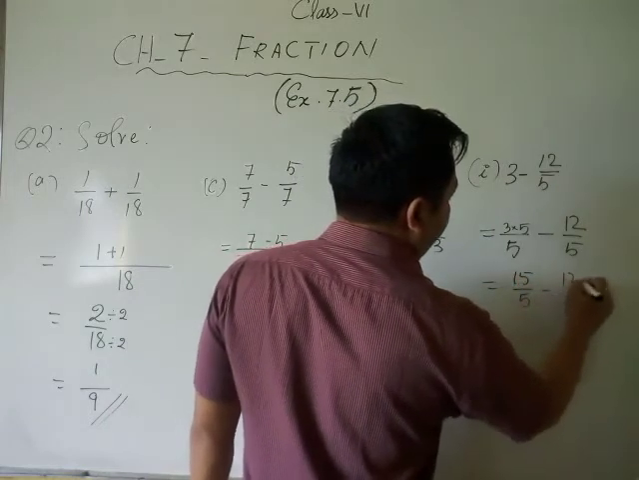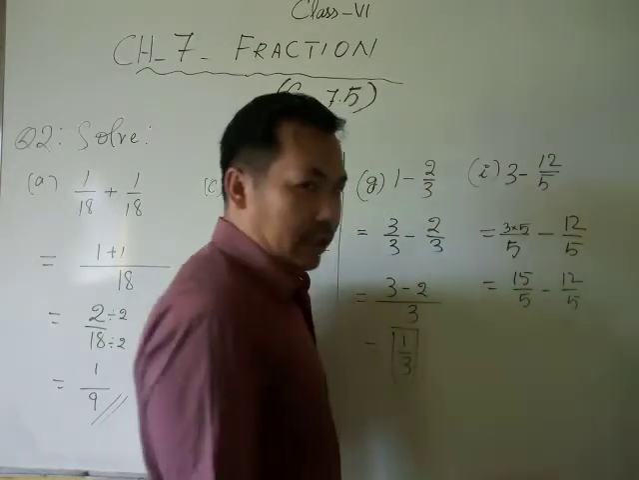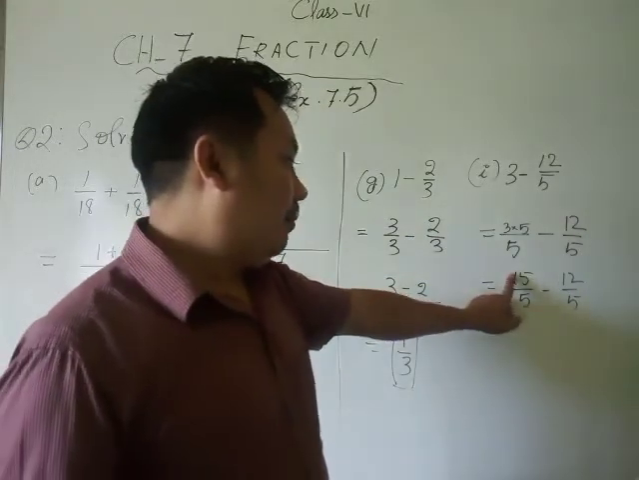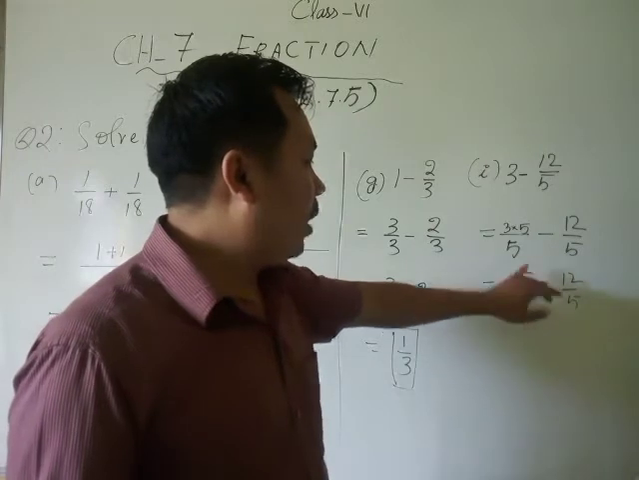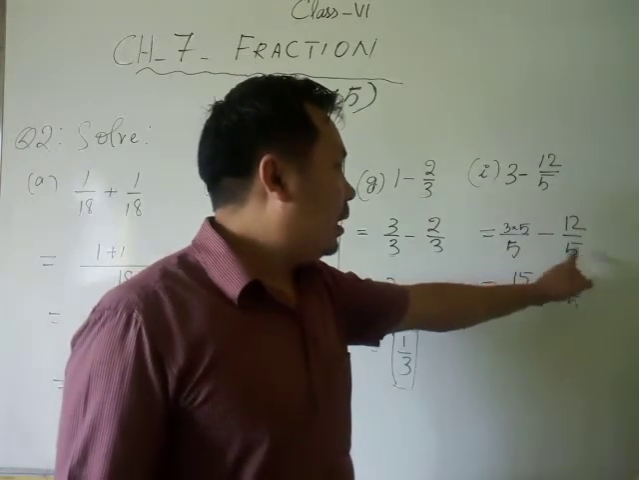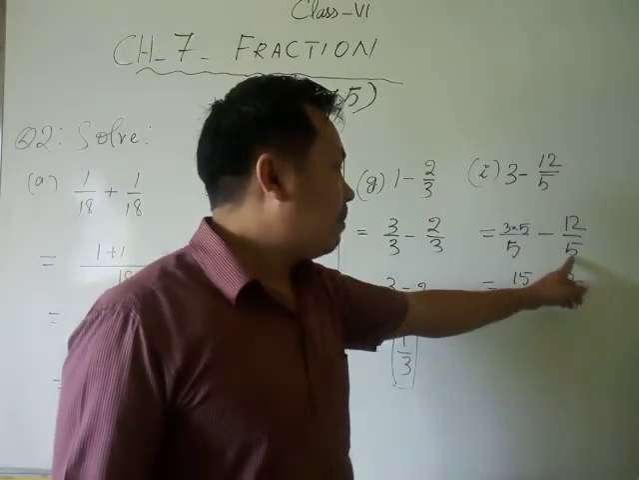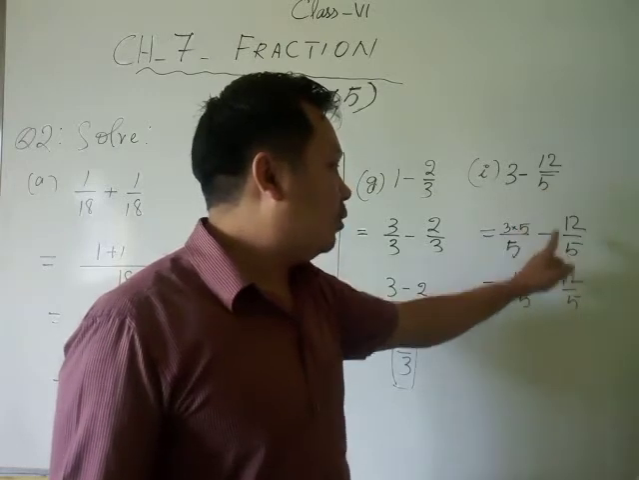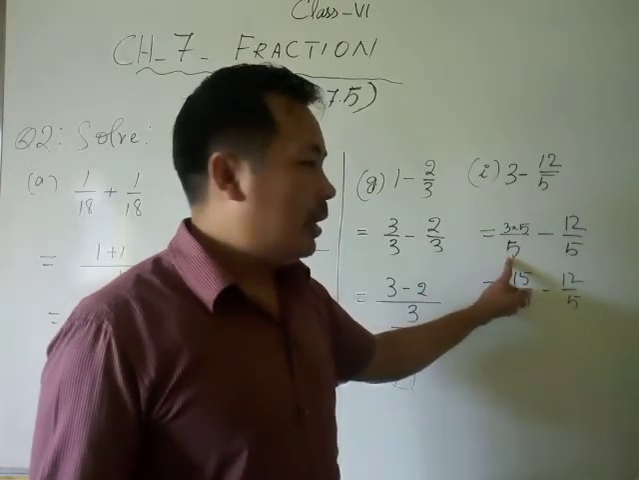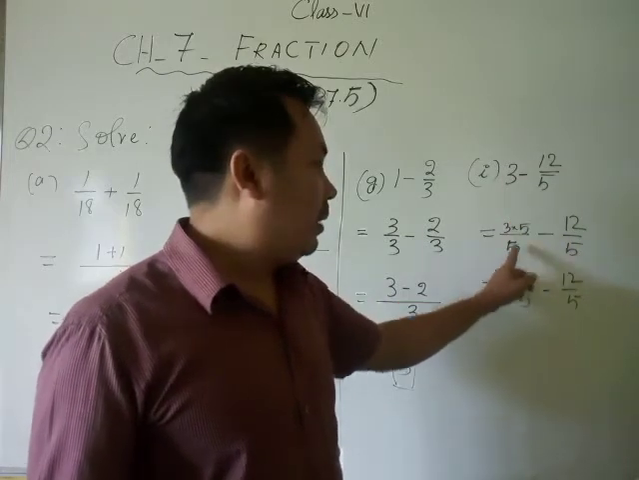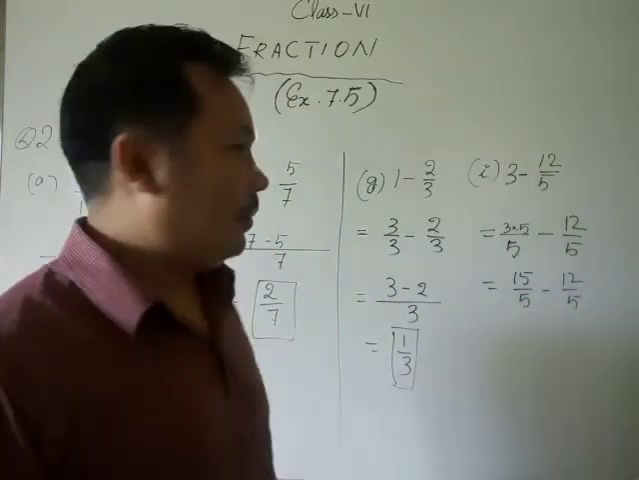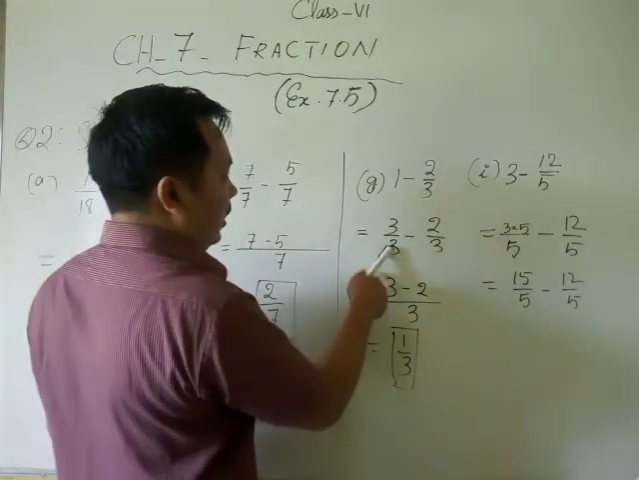So 15 by 5, you will get 3. So 3 can be written as 15 by 5. Why? Because denominator here is 5, so we must have denominator as 5. So then the upper one is to be multiplied with the same number 5. Here also same number. I take 3. 3 into 1 is 3.